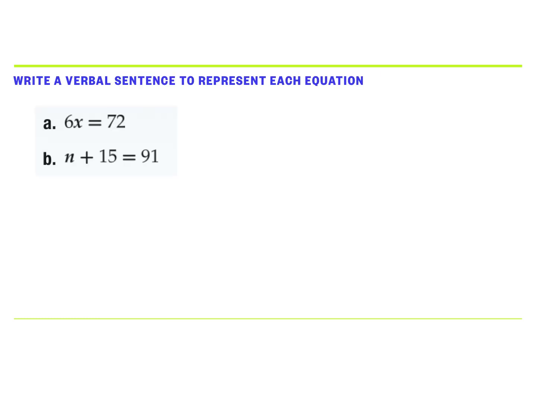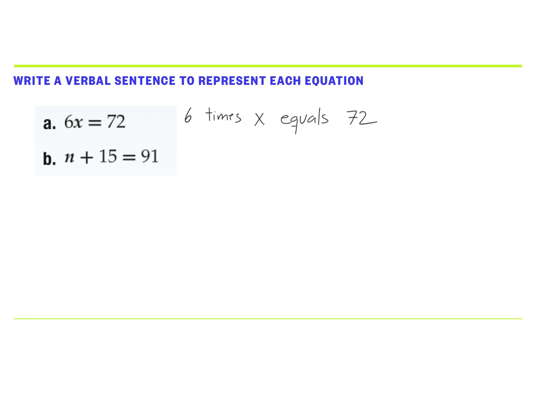So for it, we have 6x equals 72. So I can say 6 times x equals 72. You could have also said 6 times a variable equals 72, or the product of 6 and x equals 72. Those are just different examples. You could also have something different, but I'm just saying them out loud so you guys can have them.